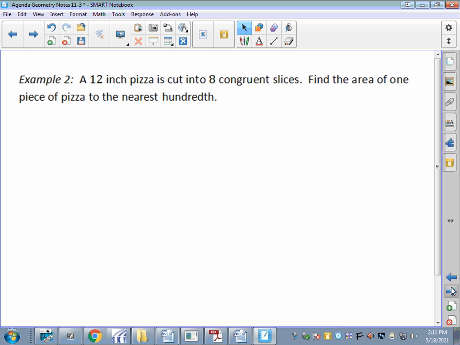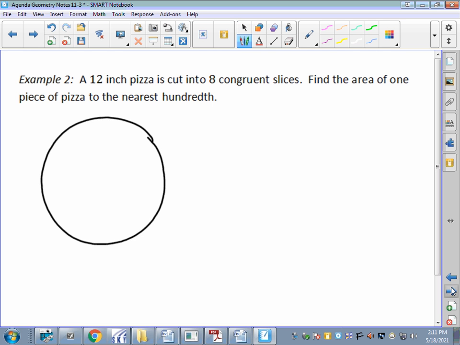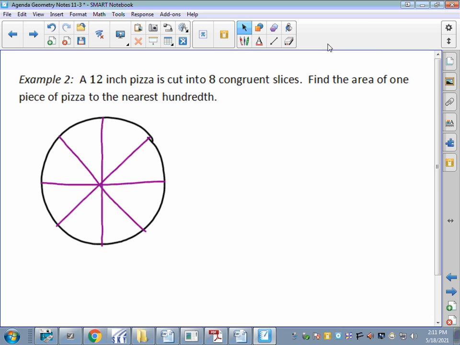A 12-inch pizza is cut into 8 congruent slices. Find the area of one piece of pizza to the nearest hundredth. So let's draw ourselves a pizza. It's round, not square. I'm going to cut it into 8 even sectors, and I'm hoping that I do pretty good with the congruent sector part of it. Not too bad. You have to pretend.